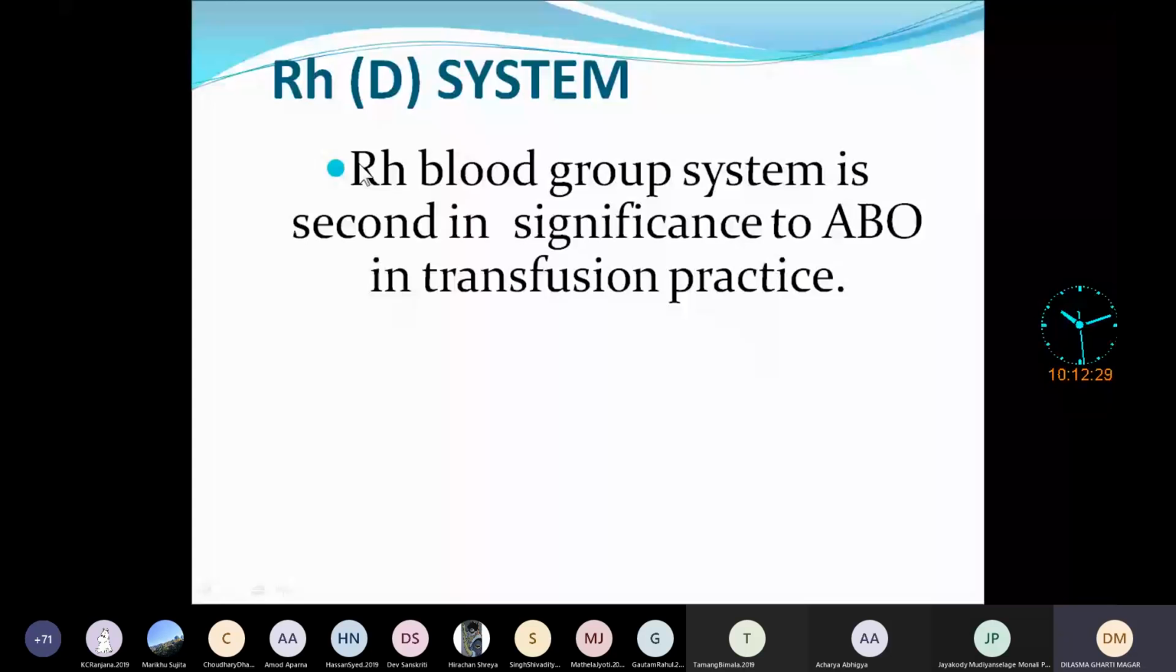Whenever in practicals we ask you questions like "tell the blood group systems, what do you know", you have to tell first the ABO blood group system and then the Rh D system. Don't say all the others first; if you know them, you can say them after that. First you have to say the important ones, the ABO blood group system and then the Rh system. This is more important after the ABO blood group system.